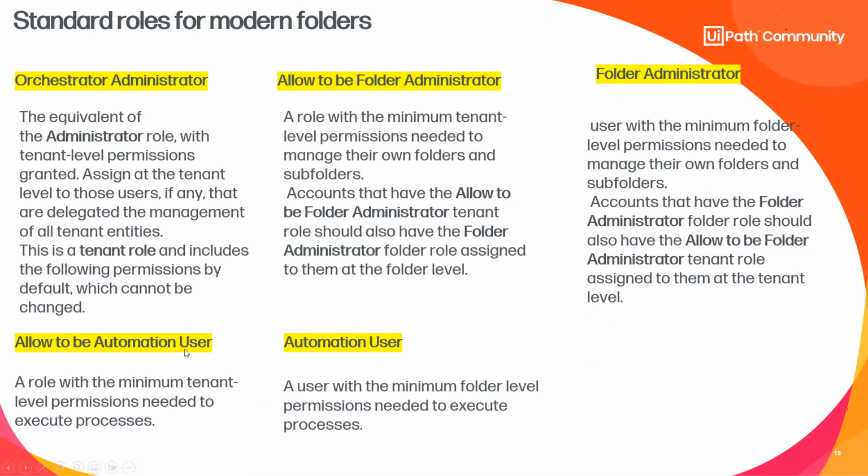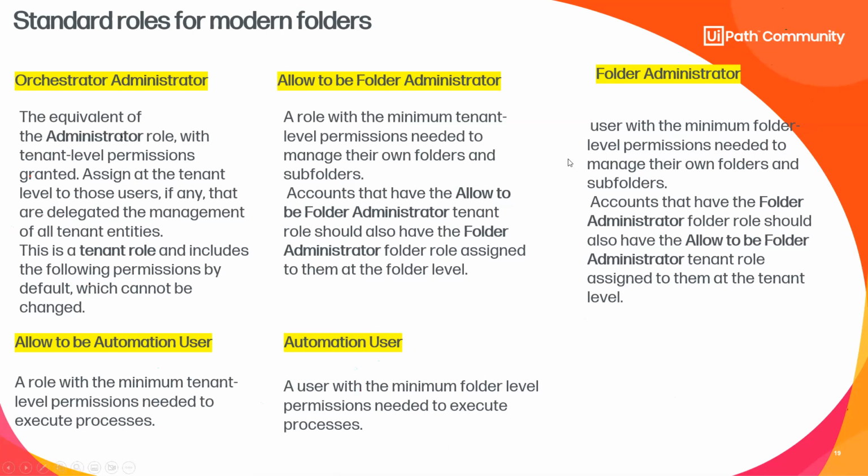One is Allowed to be Automation User, which is a role that requires a tenant level permission for executing a bot, like executing a process. And second is Automation User itself, which is really executing the process. So someone who is executing, like a robot, must have these two roles, Allowed to be Automation User and Automation User. Administrator also has two roles.